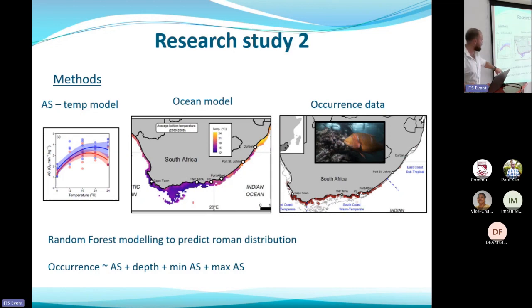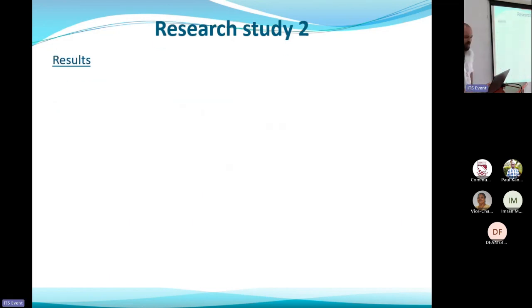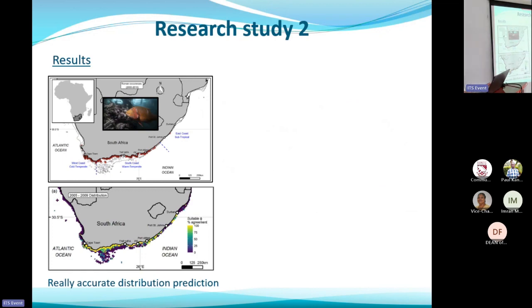I ran a model of occurrence as a function of aerobic scope plus depth plus minimum aerobic scope plus maximum aerobic scope, spatially. And so these were the results from that. First of all, the graph on the bottom is the output of the distribution model. So yellow is the predicted distribution of the species.